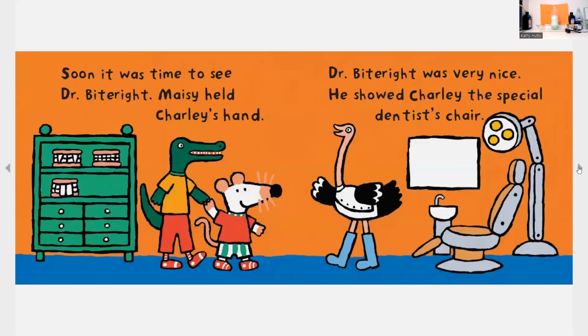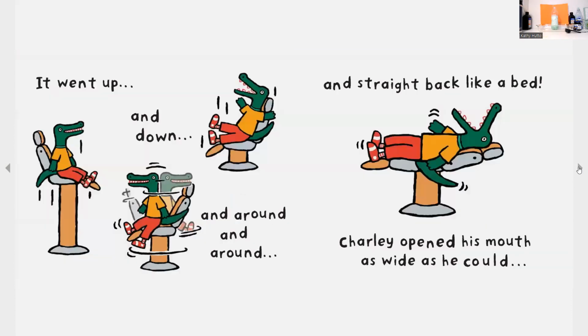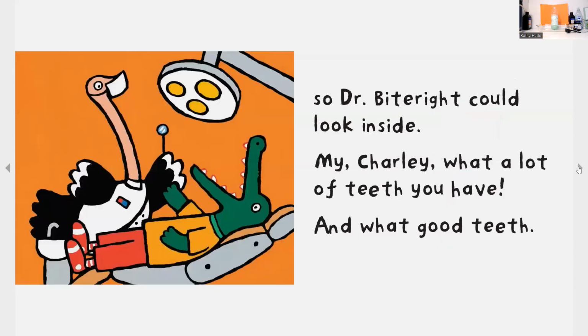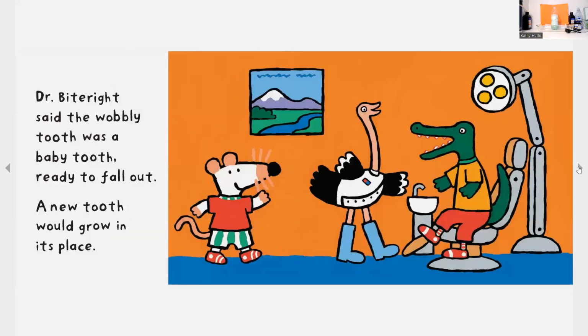Soon it was time to see Dr. Bitewright. Maisie held Charlie's hand. Dr. Bitewright was very nice. He showed Charlie the special dentist's chair. It went up, down, and around, and straight back like a bed. Charlie opened his mouth as wide as he could so that Dr. Bitewright could look inside. My Charlie, what a lot of teeth you have, and what good teeth. Dr. Bitewright said the wobbly tooth was a baby tooth ready to fall out. A new tooth would grow in its place.